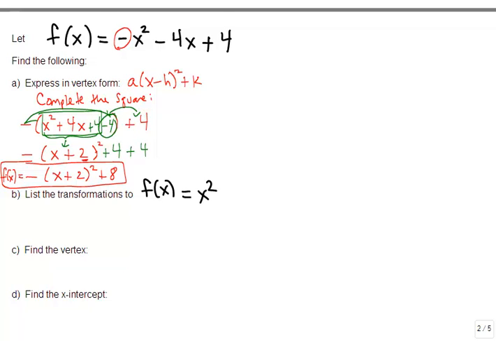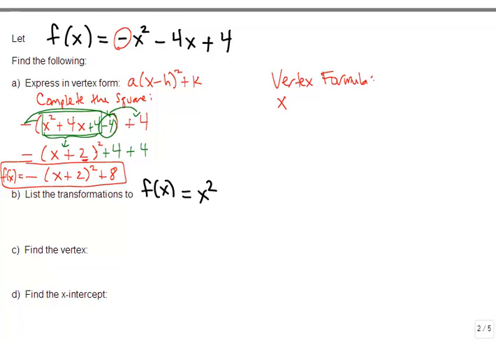An alternative to completing the square is to use the vertex formula that we talked about on the previous page. This formula is used whenever you're given a quadratic equation in general form, ax squared plus bx plus c. You can't tell what the vertex is just by looking at it, but there's a nice formula that tells you how to compute it.